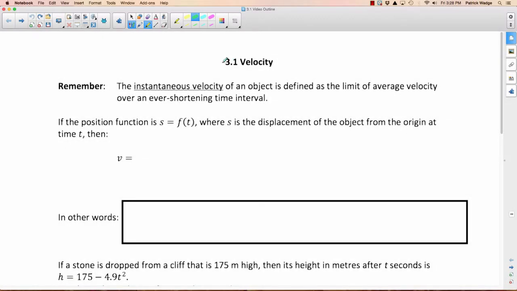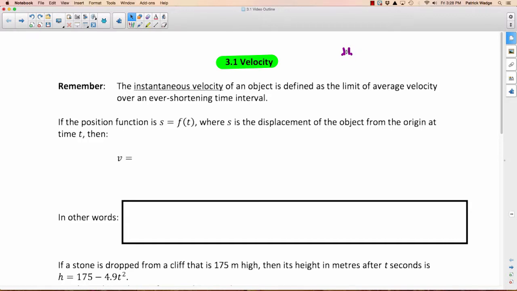Okay, onwards to Chapter 3. Section 3.1 is on velocity. Reminder, the instantaneous velocity of an object is defined as the limit of the average velocity over an ever-shortening time interval. That's something we looked at near the start of the course when I drew the car, and we said if you wanted to know the instantaneous velocity, you could have two people standing apart from each other, and you could calculate the time it takes for the car to go from here to here, and the distance between those two people, and you could get the average velocity. And as one of the people moved closer and closer to the other person, you'd be getting closer to the actual instantaneous velocity.